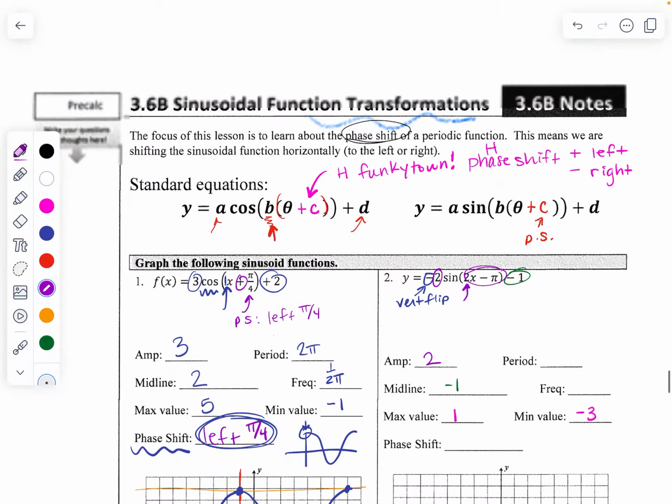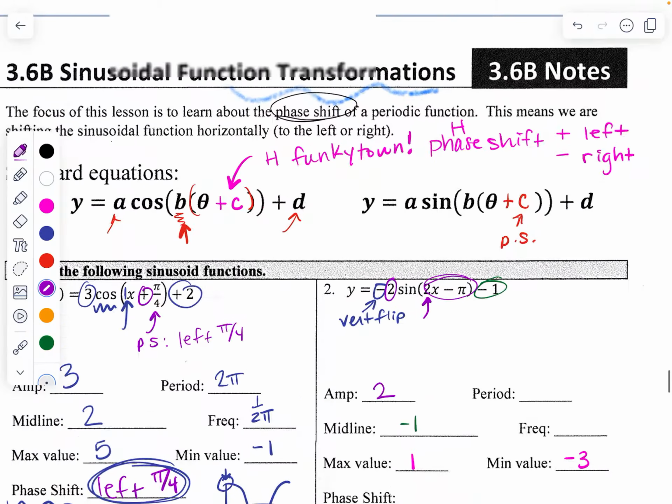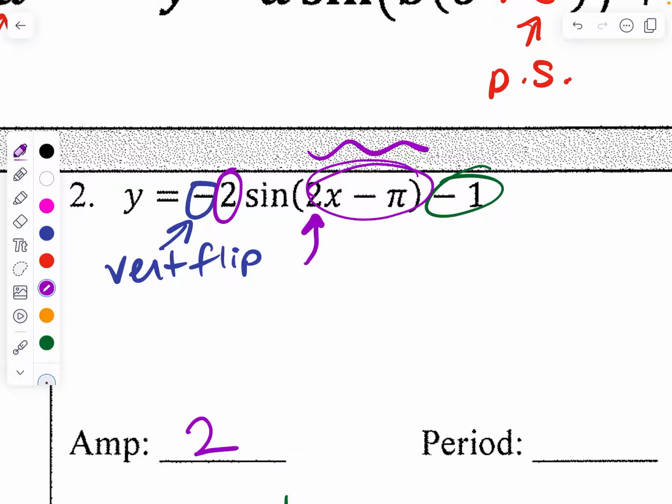Remember that inside the parentheses, we see that this is factored. Someone unfactored this or distributed it through, so we need to refactor it. So looking at this 2, I'm going to rewrite this as 2 parentheses x. And then undoing this, we're going to say, what times 2 will get back to pi, which is going to be a minus pi over 2. If I redistribute that, I'm going to get back to 2x and regular pi, so we're good to go. So my new equation is negative 2 sine 2 parentheses x minus pi over 2, all minus 1.